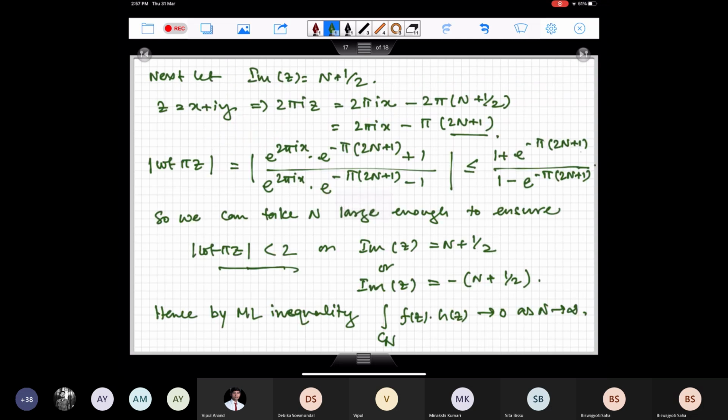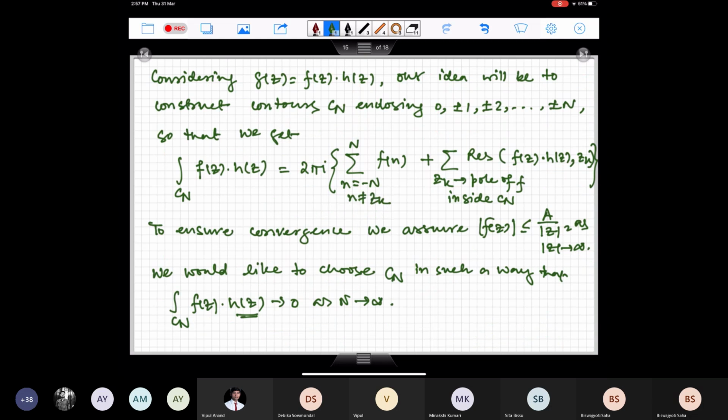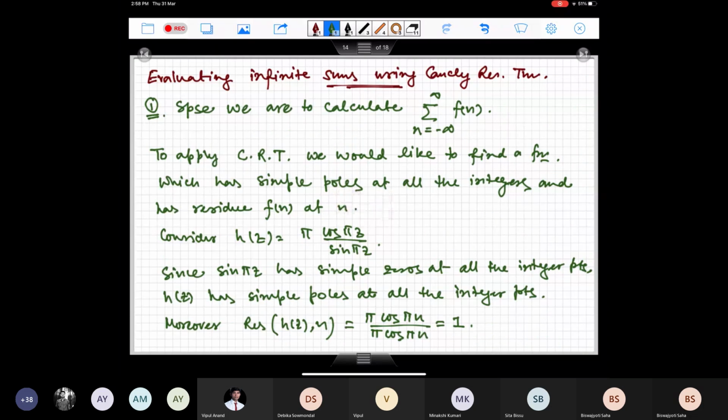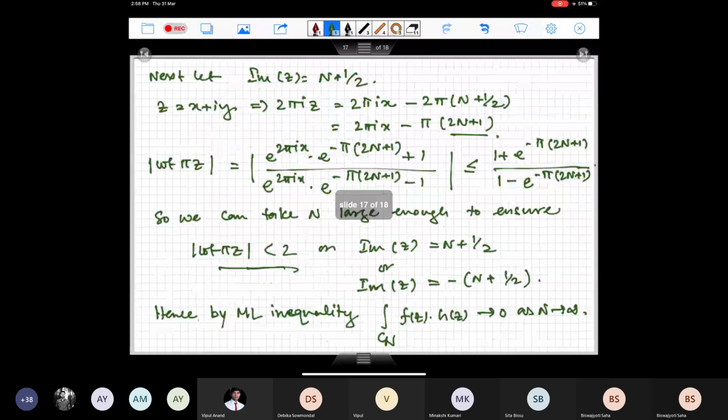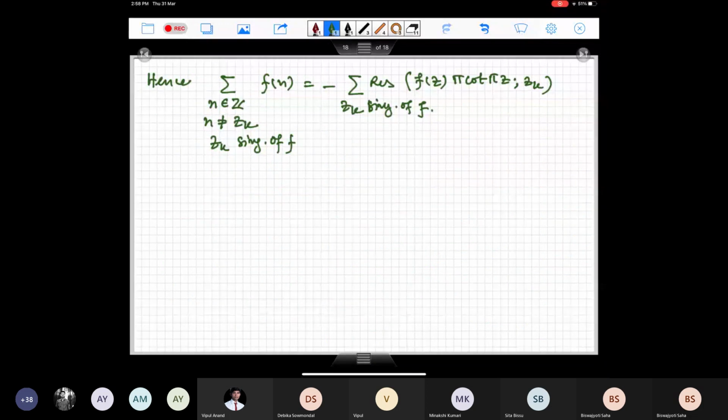Here I was evaluating this summation of f(n) from minus infinity to plus infinity. We can also evaluate the summation of n from minus infinity to plus infinity of minus 1 power n f of n. We can also evaluate this infinite sum.